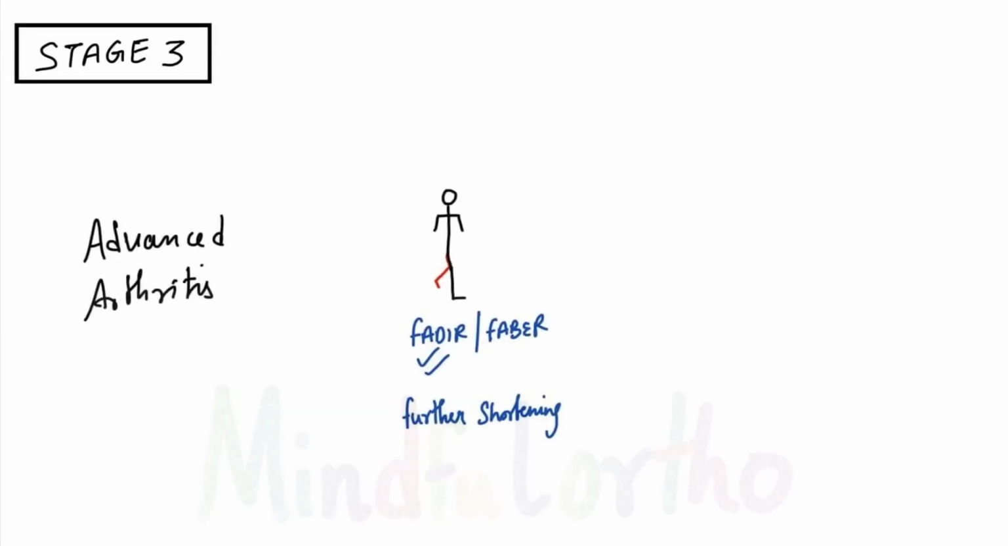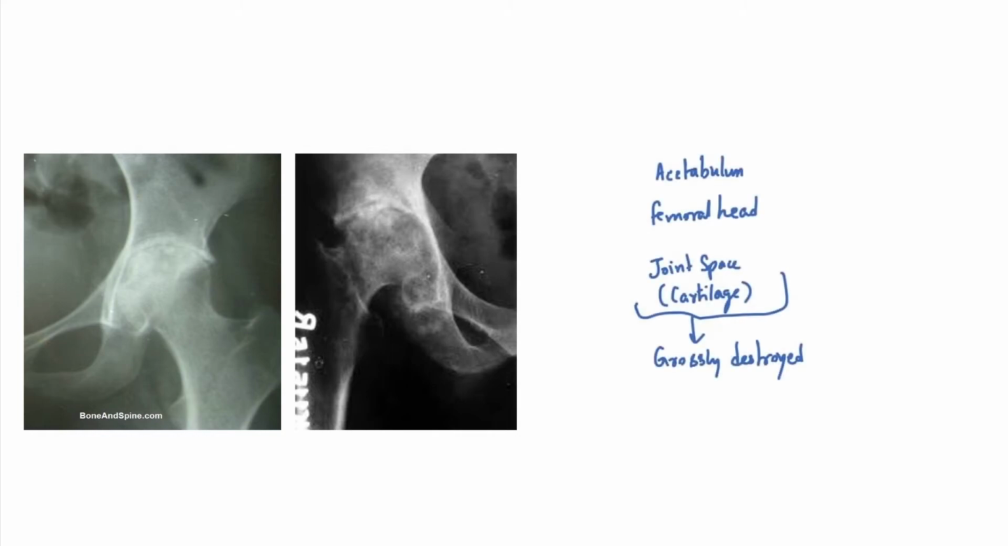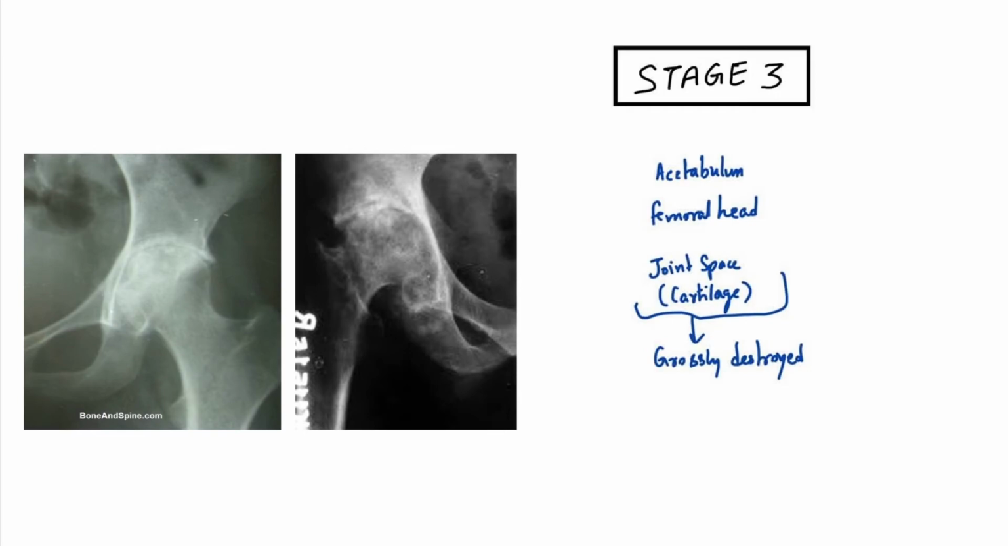In stage 3, which is also known as advanced arthritis, the cartilage of the hip joint has been destroyed and it is now time for destruction of femoral head and acetabulum. The lower limb attains a posture of flexion, adduction, and internal rotation, and further shortening of the lower limb can be seen. In these X-rays, we can see concentric reduction of the joint space in the left side picture, and on the right side picture, destruction of femoral head and acetabulum can also be seen. These images correspond to a picture of stage 3 tuberculous arthropathy of the hip joint.